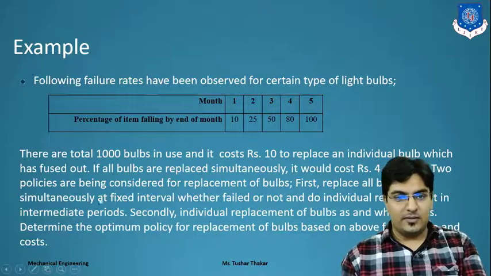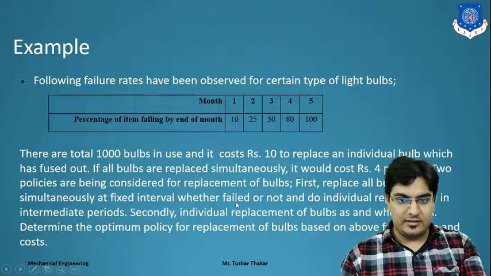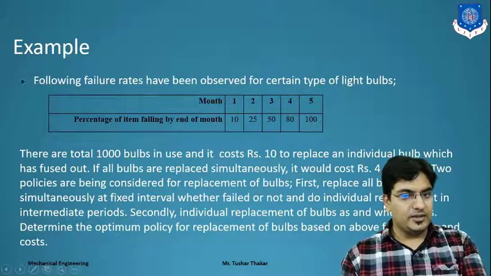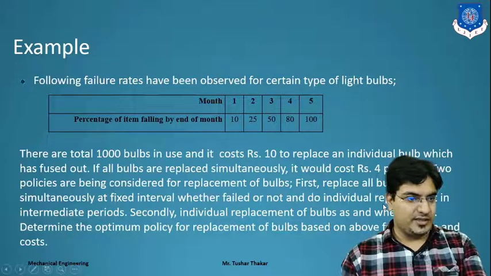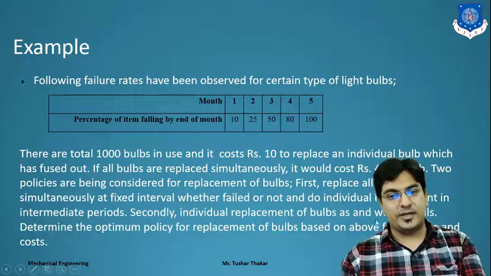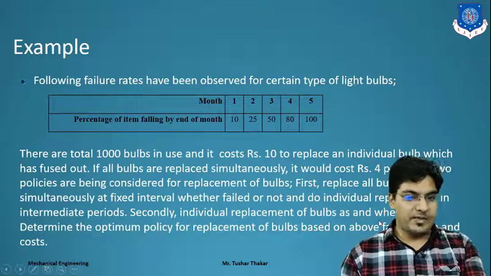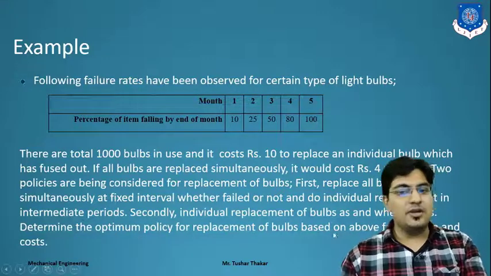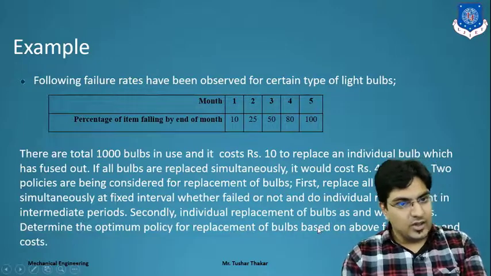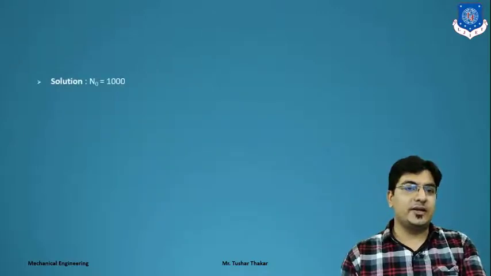First, replace all bulbs simultaneously at fixed interval whether they failed or not, and do individual replacement in intermediate periods. Secondly, individual replacement of a bulb as and when it fails. Determine the optimum policy for replacement of bulbs based on the above failure data. So what we have to do, we have to calculate here.